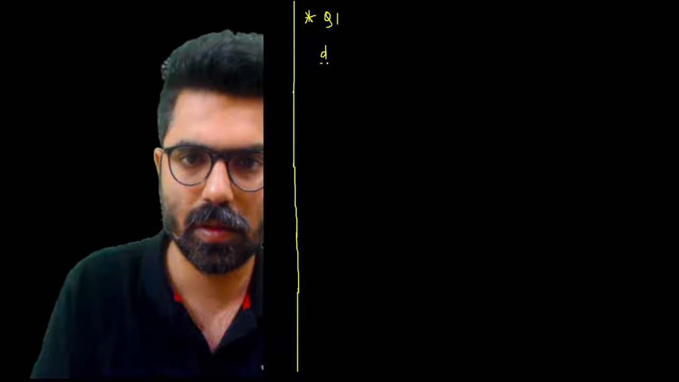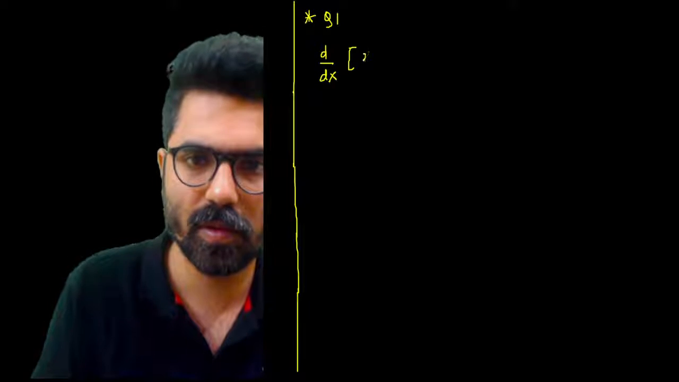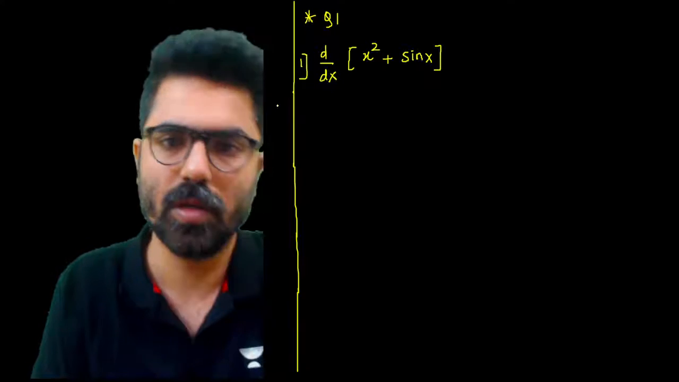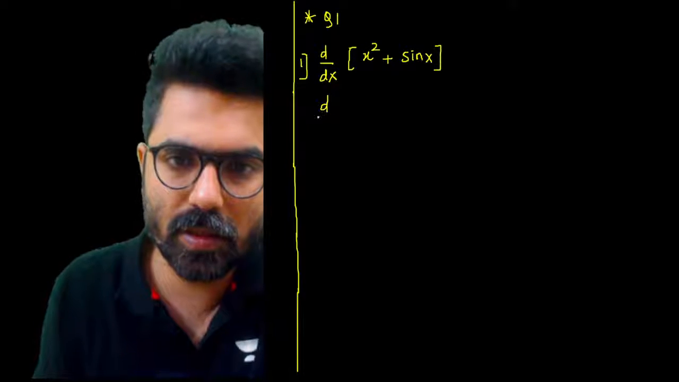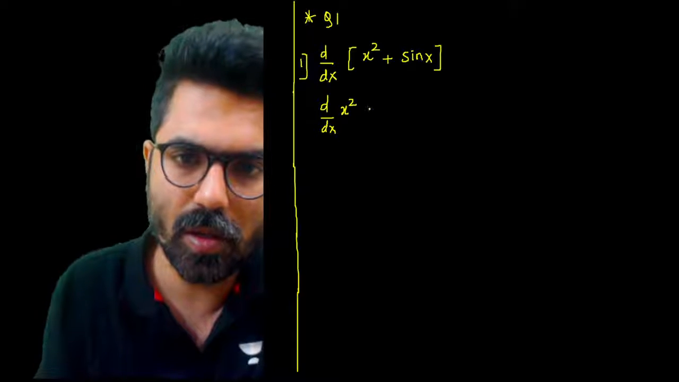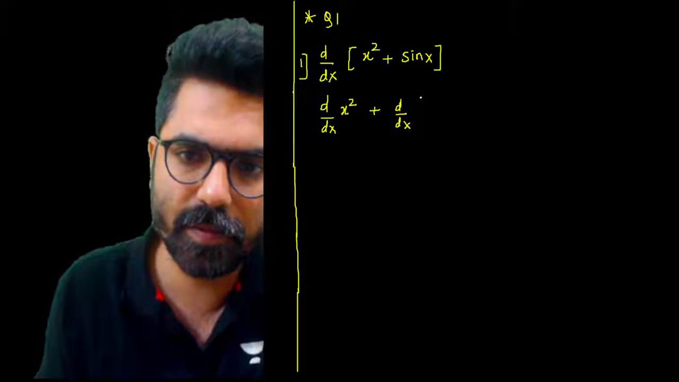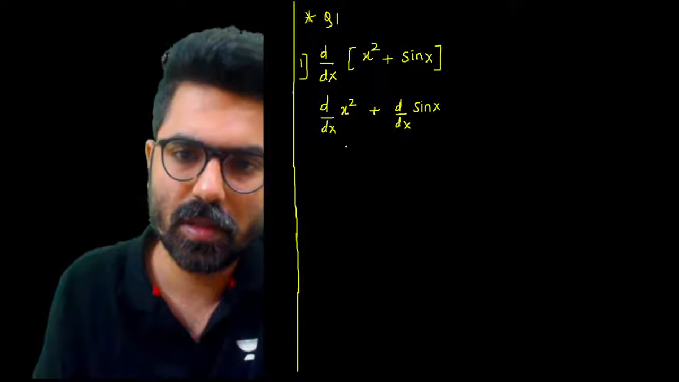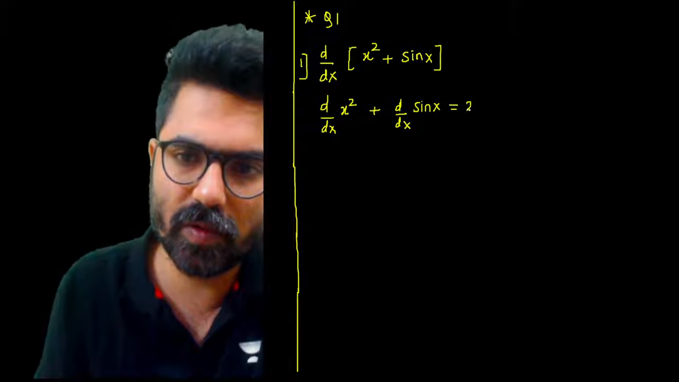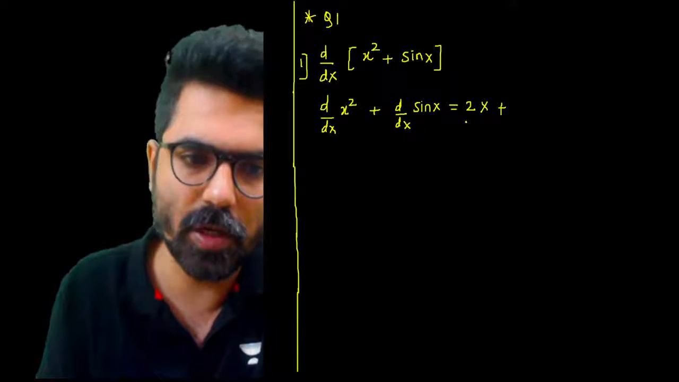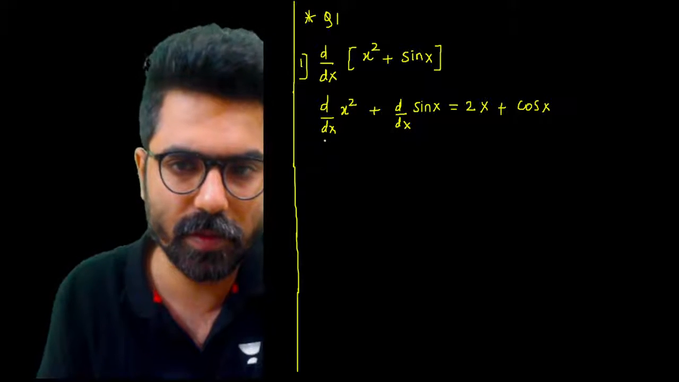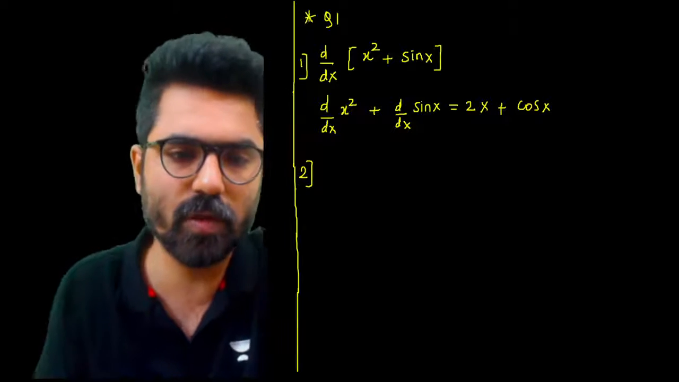Question number 1. Derivative of x square plus sine x. This is the easiest one right now. Here you can separate the derivative over two functions which are adding: derivative of x square plus derivative of sine x. Derivative of x square is 2 into x, plus derivative of sine x is cos x. This was part of the list of formulas, so the first one we are just doing based on the formula.